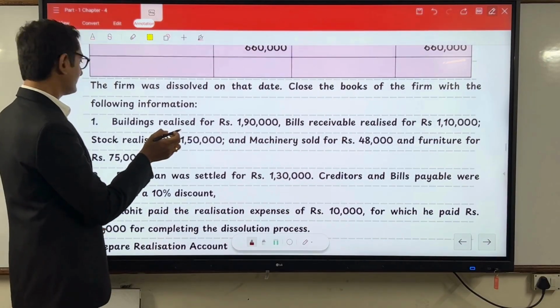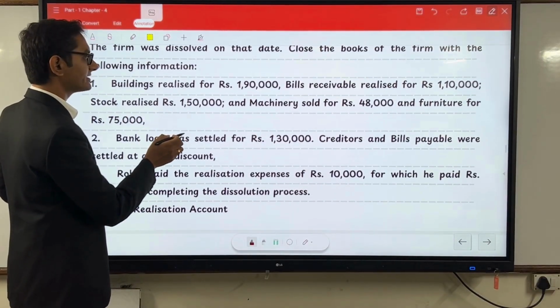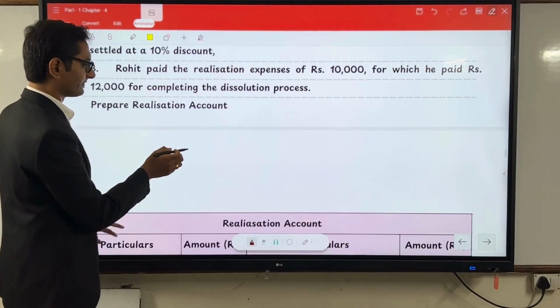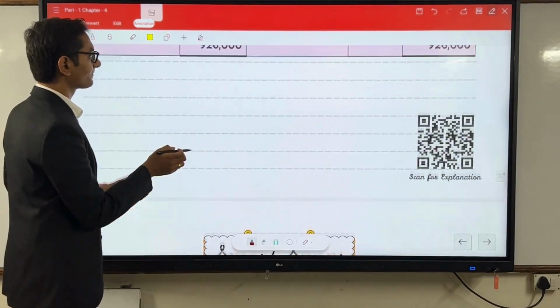Then stock realized 150, machine 48 and furniture 75. Stock, machine and furniture.